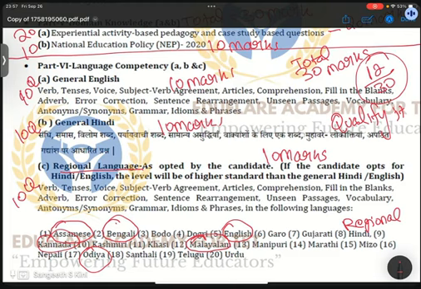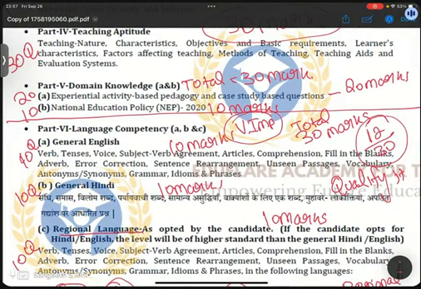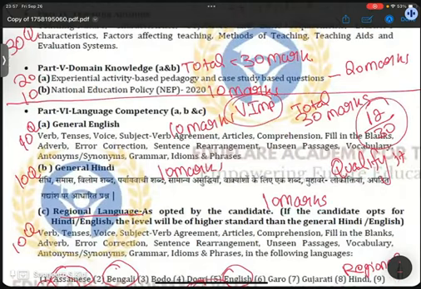Okay, so another point is that part 1 to part 5 of the candidate will not be evaluated if you fail to attain qualifying marks in part 6. So part 6 is very important. This is also very simple because only basic grammar is asked from this area.